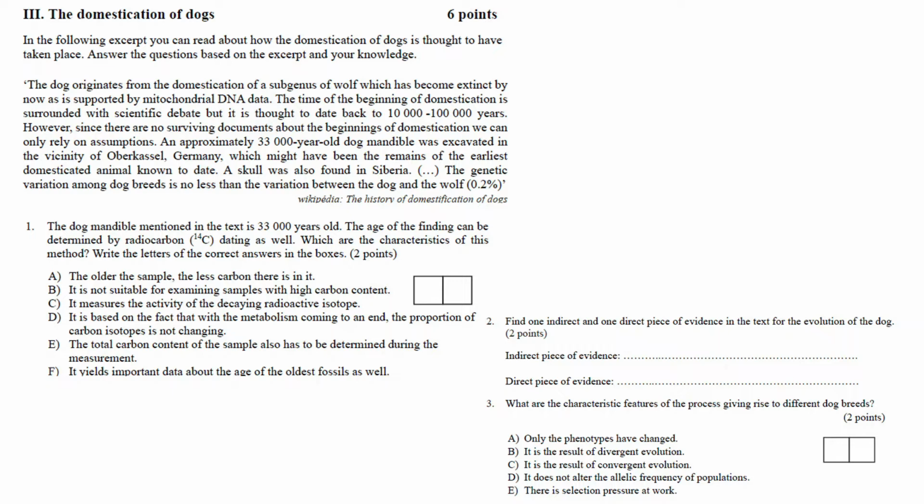The dog mandible mentioned in the text is 33,000 years old. The age of the finding can be determined by radiocarbon C14 dating as well. Which are the characteristics of this method? Write the letters of the correct answers in the boxes. So let's try to remember what we have learned about radioactive carbon dating. What you need to know is that radioactive nuclei can decay at different rates, depending on their half-life. In case of carbon, it's 5,730 years. So actually, we can use the half-life in order to determine the age of old objects.